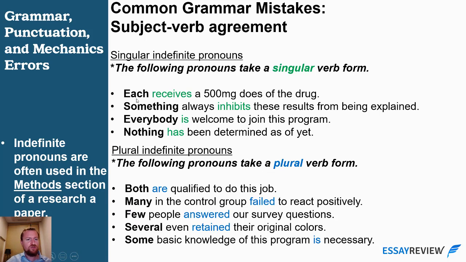And this is when we're using these as a noun, or as a pronoun, right? So we're not saying "each person." We don't need to add that noun, right? Just "each." Each receives. Nothing has been. Everybody is. And all of these take a plural. Both are qualified. Many failed. Few answered. Okay?